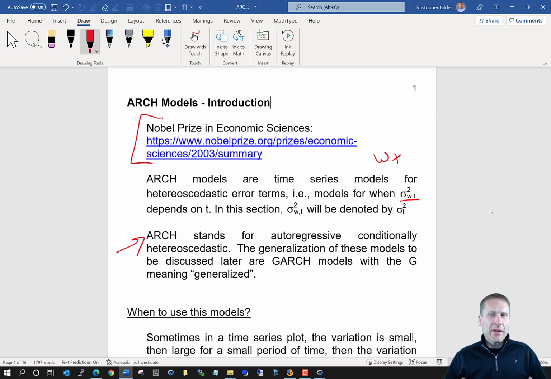So this may be the only time, or at least one of only a few times, in a regular statistics course that most departments of statistics offer, where we get to actually talk about something that's won a Nobel Prize for the work.